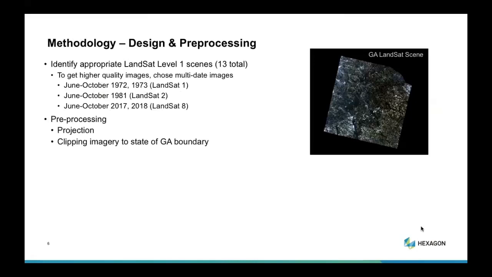So starting out, I identified appropriate Landsat level 1 scenes. There are 13 in total that cover the state of Georgia. And to get higher quality images, I chose from multi-date images. So the windows were June to October 1972 and 1973 for the first batch, June to October 1981 for the second batch, and June to October 2017 and 2018 for the third batch. And pre-processing pretty much consisted of reprojecting the data and clipping the imagery to the state boundary.